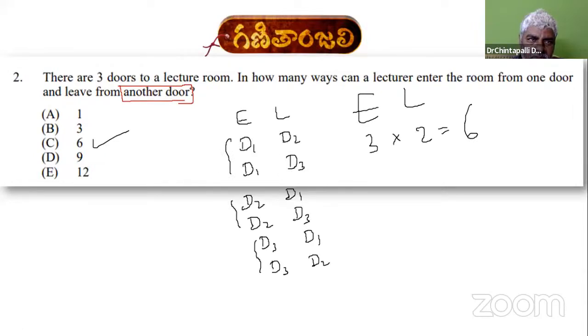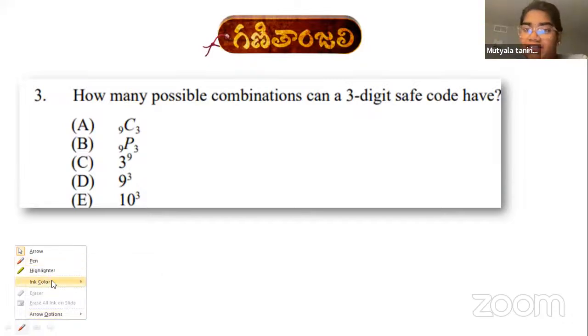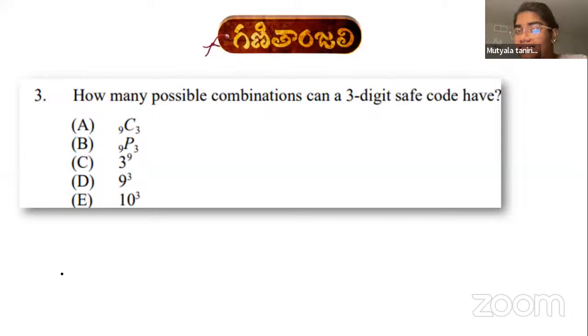Now, 2, this is 3. Where is 1? It is 1. It is 2. It is 3, right? I will introduce the symbols also. How many possible combinations can a 3-digit safe code have? There is a safe code for a suitcase, briefcase. Mostly 3-digit numbers are there. Tell one example. 999, sir.